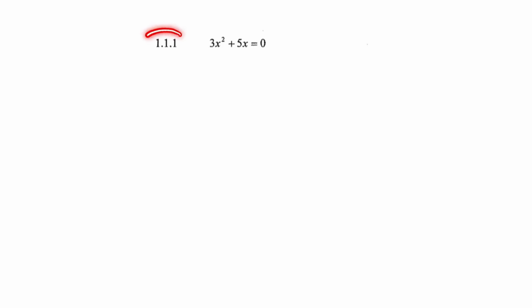Question 1.1.1. Here we have 3x squared plus 5x equal to 0, and we want to solve for x. What I realize is that in these two terms, I have a common factor of x. So I'll factorize out the x, and that means in the first term I'm left with 3x, and in the second term simply 5, and that is equal to 0.